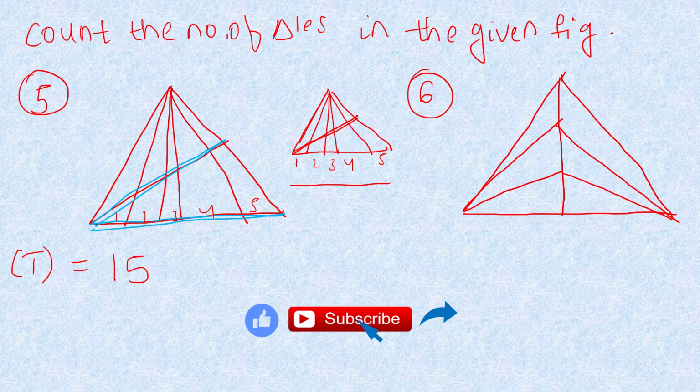Now for the larger triangle, if you imagine, this was the base, correct? Now if you imagine only this small triangle here, what will be the base for that? This will be the base, correct? So now this will be the base for this small triangle. How many triangles are there now? What do you think? So this is the base. So again, I'll do here 1, 2, 3, 4, 5. Correct?